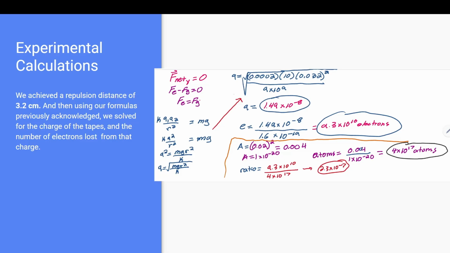We used kQ squared, which is Coulomb's law, to solve the actual charge, and then set that equal to the gravity because of our equilibrium principle. Then we divided that by the charge of an electron to find the number of electrons lost.